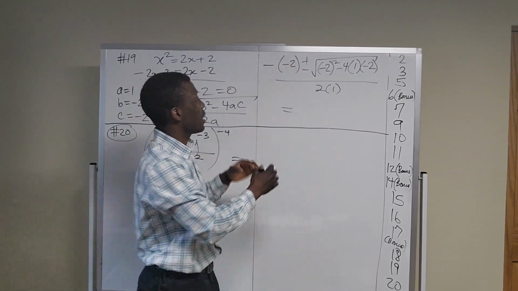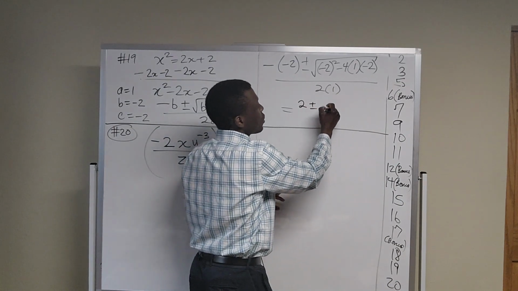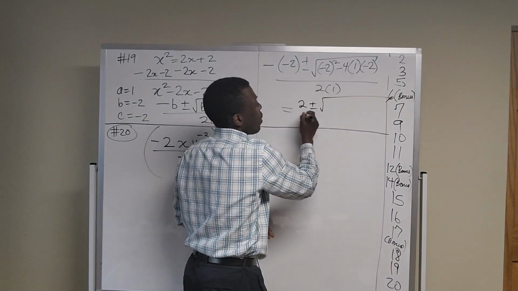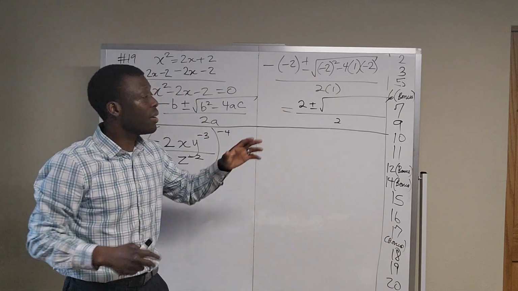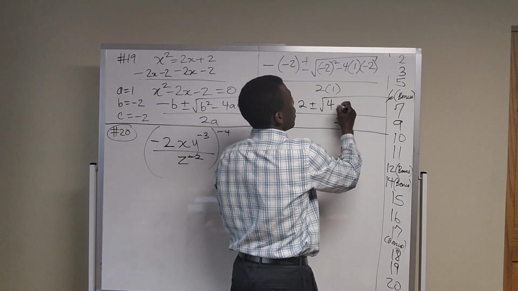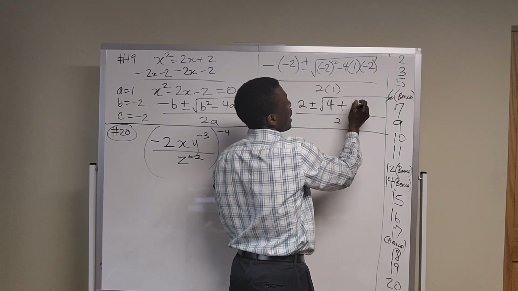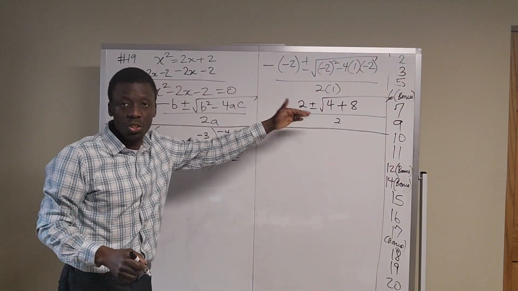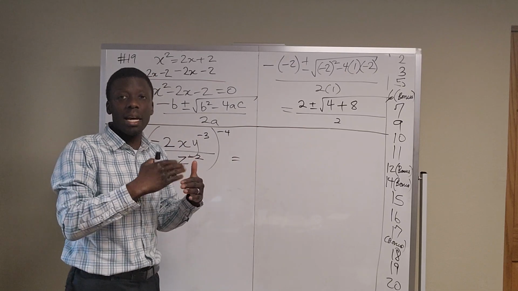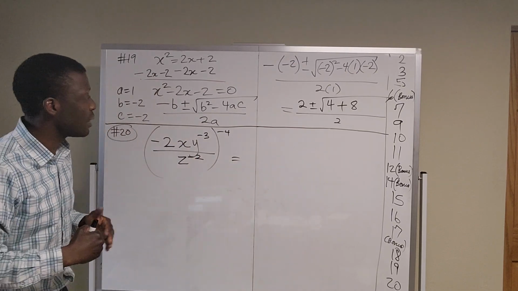What is negative times negative 2? That's going to be positive 2 plus or minus, and then you simplify what's in the radical here. It will become 4 minus, what's negative 4 times negative 2? That's actually going to become a positive 8. Okay, so the rest is history. Please simplify this to the end. Again, in your notes, you should have it all the way to the end.